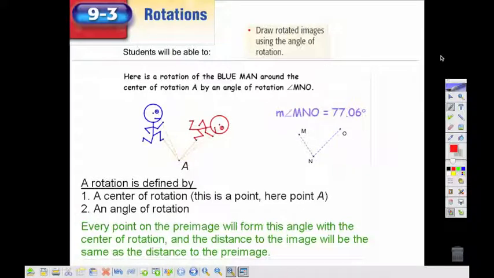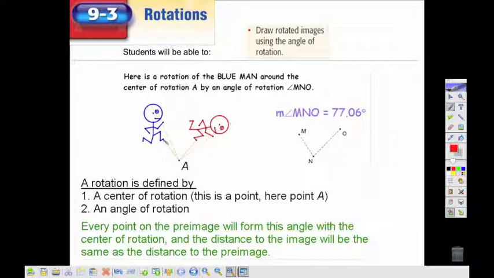In this lesson, we're going to look at rotations. What a rotation does is it takes your pre-image and it spins everything around a point, in this case A, so that everything is rotated. So we need a center of rotation, the point, and we need to know what angle it's going to go.